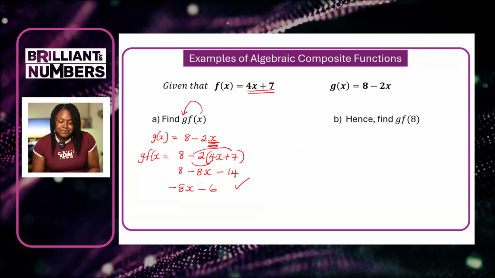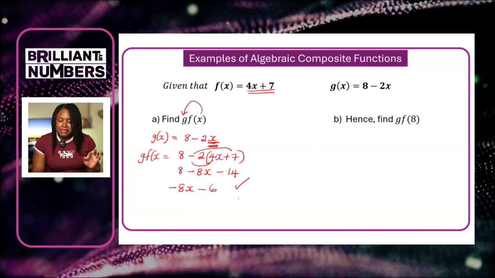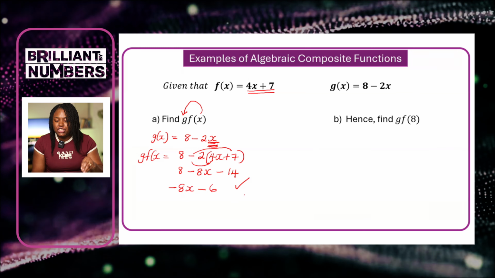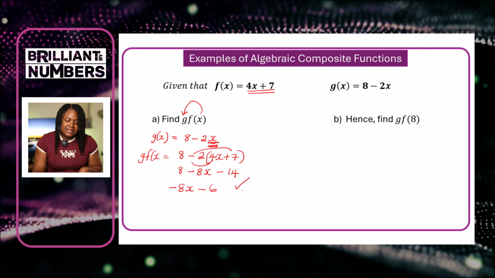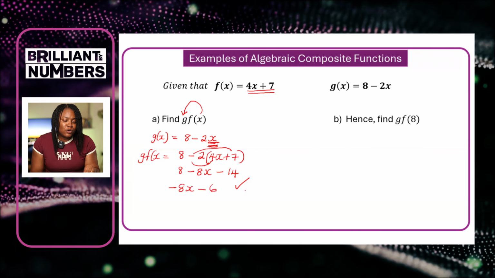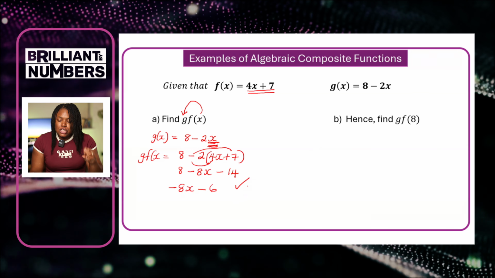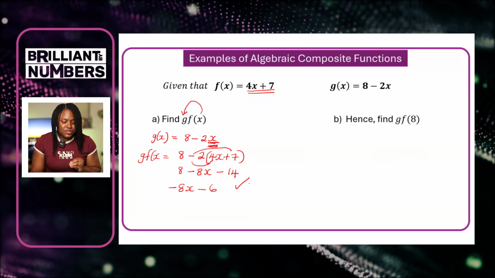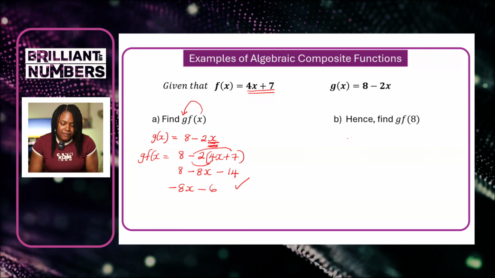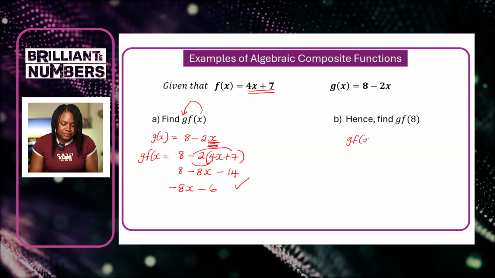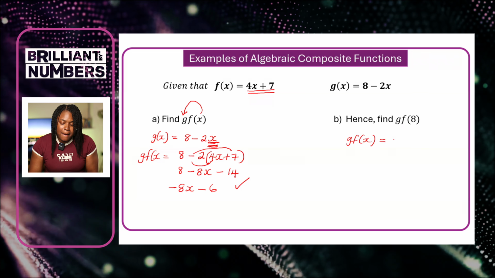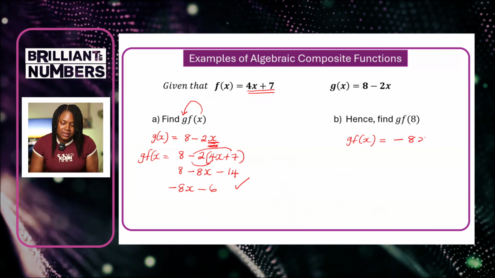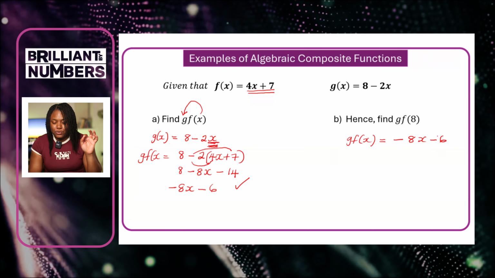So now we're going to do part B, which is our hence. Hence find the value of g of f of 8. It means that now that you have found g of f of x, substitute 8 into that answer for a final answer. So g of f of x is equal to minus 8x minus 6. That's the answer we got.